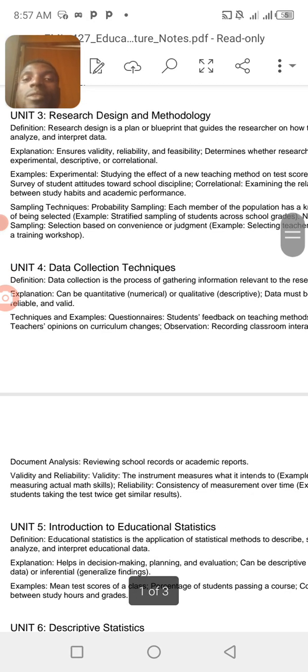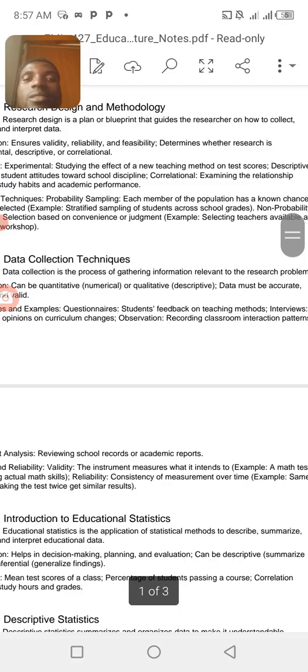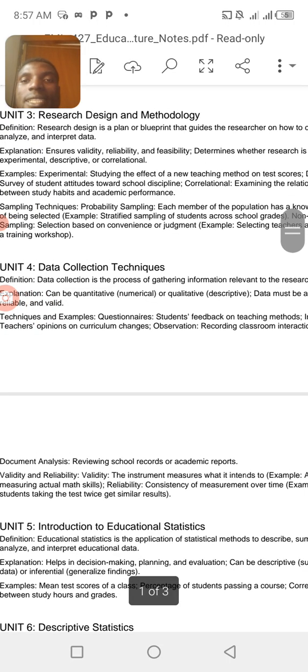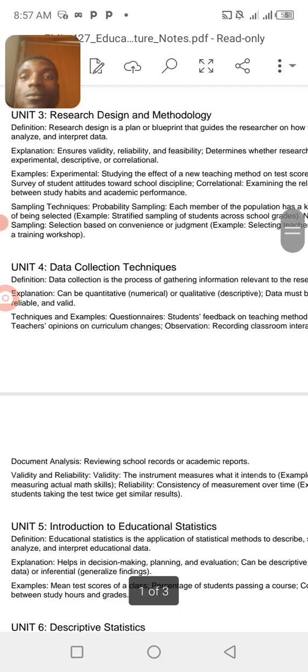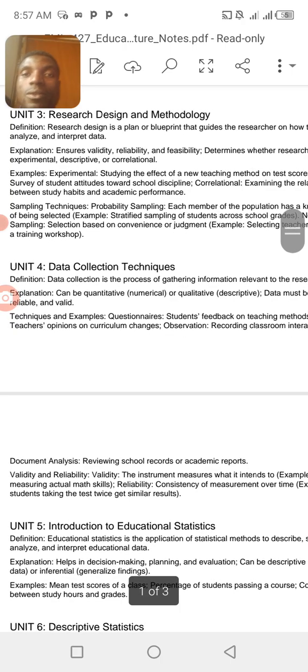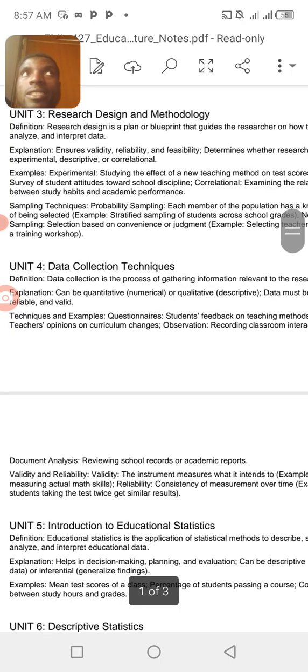So for example, let's say experimental design, experimental research. Let's say studying the effect of a new teaching method on test scores. And you see, it's an experimental what? Research. When you are trying to experiment the new teaching on the impact on a student.